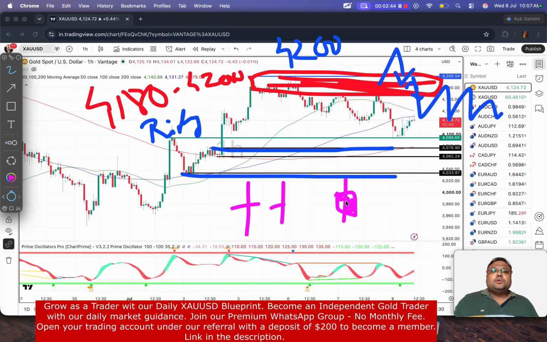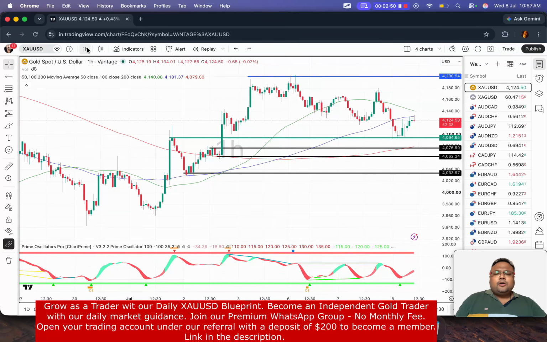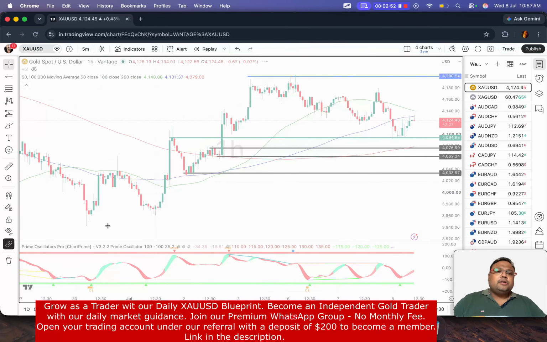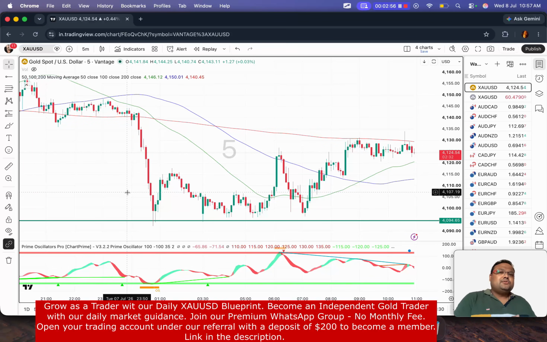So these are the trading opportunities that I see on the chart of gold. Before FOMC, obviously you will find more trading opportunities on lower time frames like 5 minutes, 15 minutes, but I do not want to discuss those because it will be risky for the beginners. So let's wait and watch.